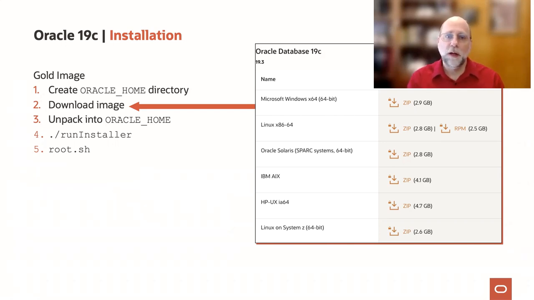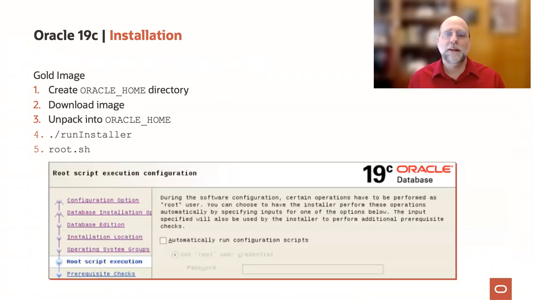Now, while the installer is much lighter weight, it's mostly moving files around, setting up symlinks and so on, there is still the root.sh at the end to set permissions and such. That does require root access. So if you have strict separation of responsibilities in your environment, where only the sysadmins get root access and DBAs don't, you may have to plan that and do that handshake with your sysadmin to run that root.sh.